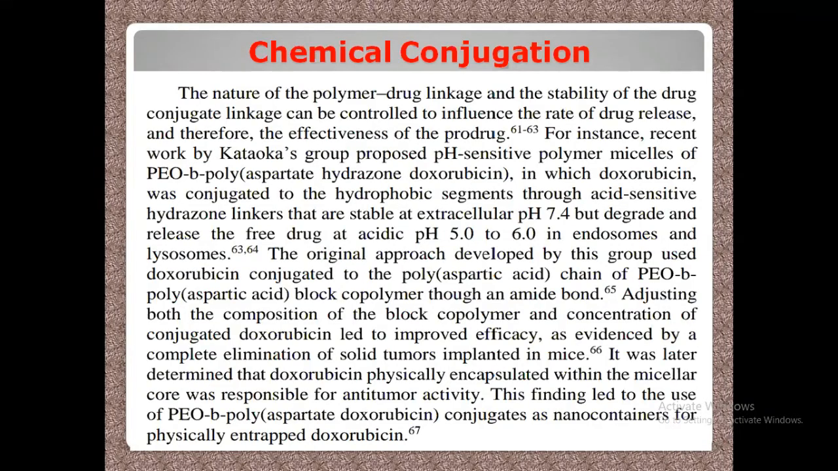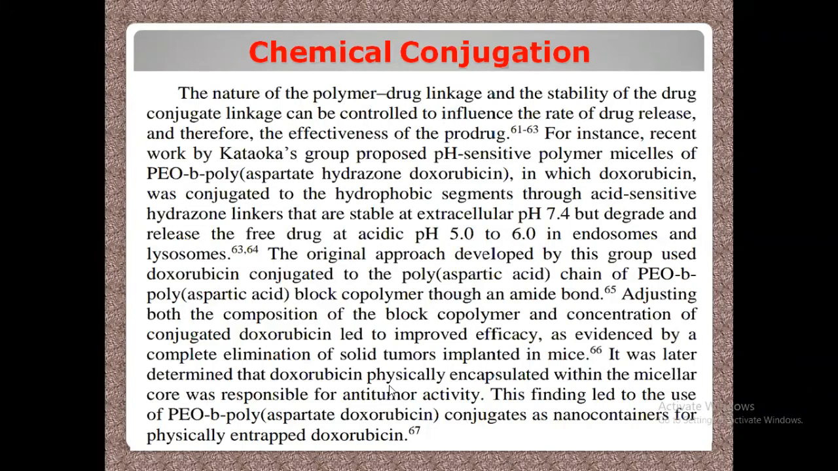So the nature of this polymer drug linkage, that is the formation of that drug polymer complex, the nature of this linkage and the stability of the drug conjugate linkage can be controlled to influence the rate of drug release and therefore the effectiveness of the prodrug. So for the prodrug, it is very important that you see the stability of that prodrug. Then only the drug will be released properly.